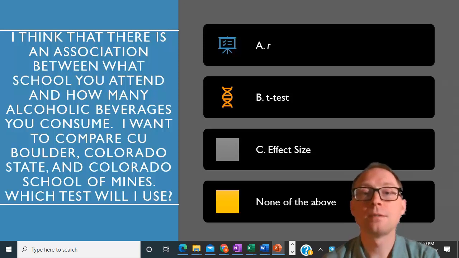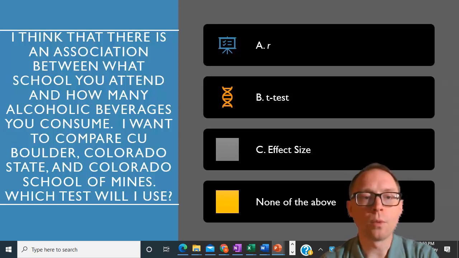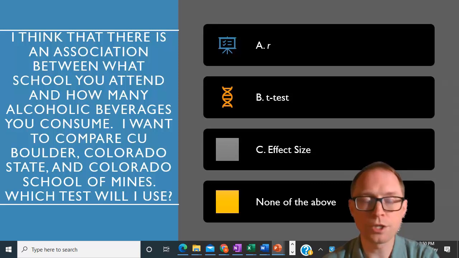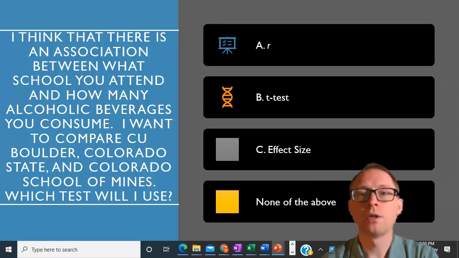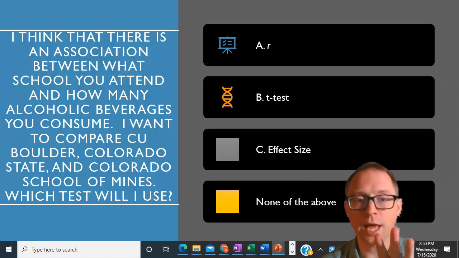The answer is none of the above. The reason why is because when you're looking at this, first of all, let's figure out what kind of data we got. Number one, what school you attend. You can attend either CU Boulder, Colorado State, or the Colorado School of Mines. So those are categories. They're not continuous, because that's nominal data, right? You're either at CU Boulder, you're at Colorado State, or the School of Mines. Those are categories. So that's a categorical variable.